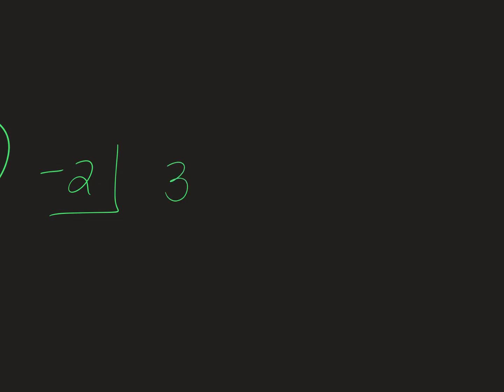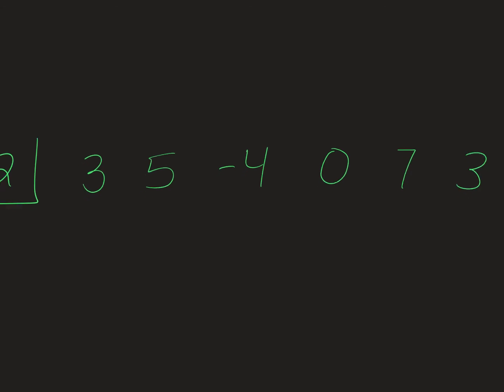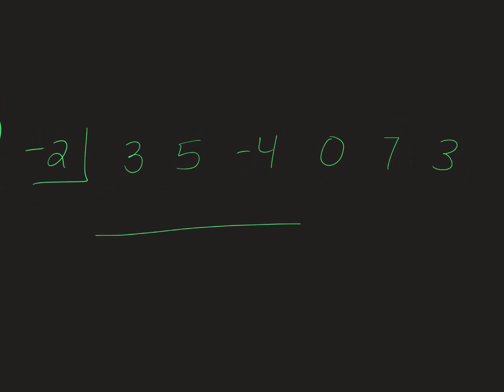What's the coefficient of x to the 4th? 5. What's the coefficient of x cubed? What is it? Negative 4. What's the coefficient of x squared? There isn't one, 0. What's the coefficient of x? 7. And then what's your constant? What is it? 3? Okay, perfect. All right, so now when we synthetically divide, we bring down our first term, yeah?